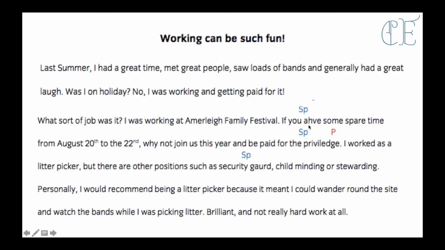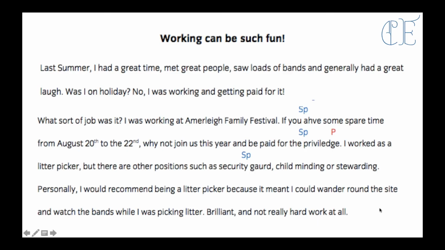If you have, okay, so here they've made a spelling mistake, so spelling, some spare time, from August 20th to the 22nd. Why not join us this year and be paid for the privilege? I worked as a litter picker, but there are other positions such as security guard, or again spelling, GUARD it should be, childminding or stewarding. Personally, I would recommend being a litter picker because it meant I could wander round the site and watch the bands while I was picking litter. Brilliant and not really hard work at all.